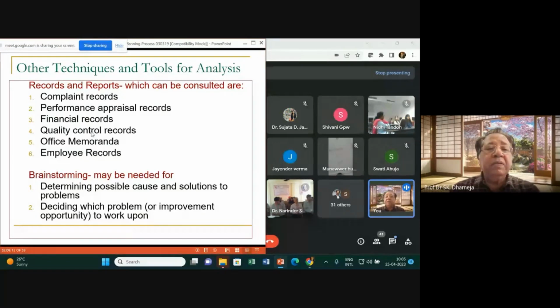Now there are other techniques also in addition to this SWOT. Records and reports which can be consulted are like the complaint records. You can see from there what the stakeholders expect from you and what you're not offering to them. The complaint records, both internal and external, the performance appraisal records, the financial records, quality control records, office memoranda, employee records. Then there could be brainstorming, needed for determining the possible causes and solutions to the problems and deciding which problem or improvement opportunity to work upon.